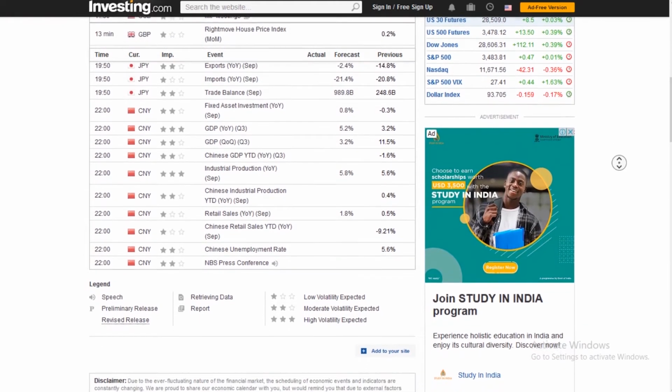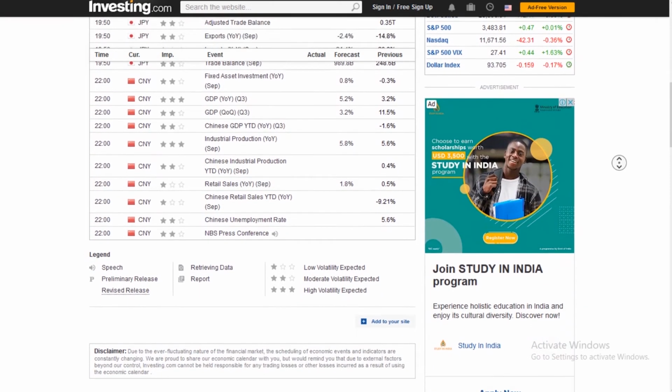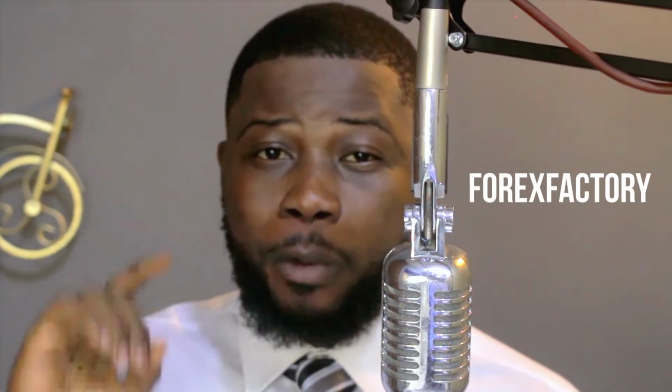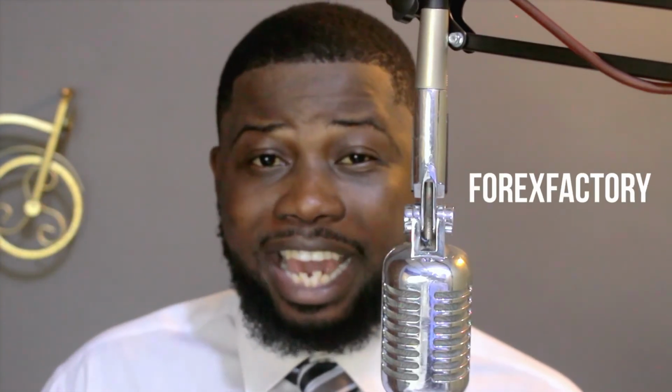I'm going to give you 3 websites that you can read your fundamental analysis from and know what's about to happen in the market. The first one is investing.com, the second one is forexfactory.com, and the third one is fxstreet.com. These are great sites. You can see a lot of news there, read them, and know what's about to happen in the market and know the next move you should take in the market.